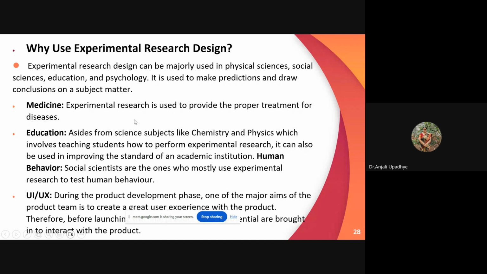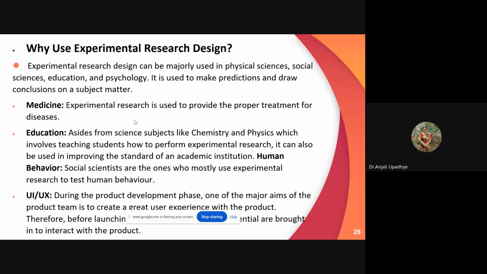Experimental research is used to provide proper treatment of a disease, that is, clinical trials. Students from a medical background will know the phases of clinical trials. Phase 0 is the laboratory trial. Phase 1 can be done with healthy people, 100 to 200 of them. And phase 2 is with disease patients, more than 300.